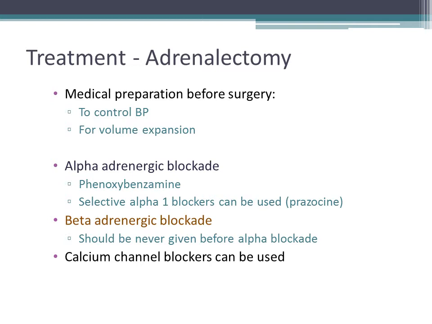And why is that? We know that if we block alpha receptors, we decrease blood pressure. However, if we stimulate alpha receptors, we will have a rise in blood pressure. So if you give a drug which blocks beta receptors, you're allowing the alpha receptor to be stimulated. They call it unopposed alpha stimulation, and that will lead to hypertension. So you always have to block alpha receptors first, and then you can add beta blockers if needed clinically. Now, calcium channel blockers can also be used for controlling blood pressure of patients with pheochromocytoma. However, it's not used, at least in our practice here.